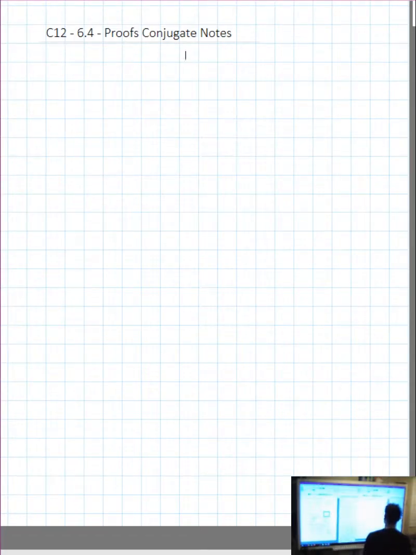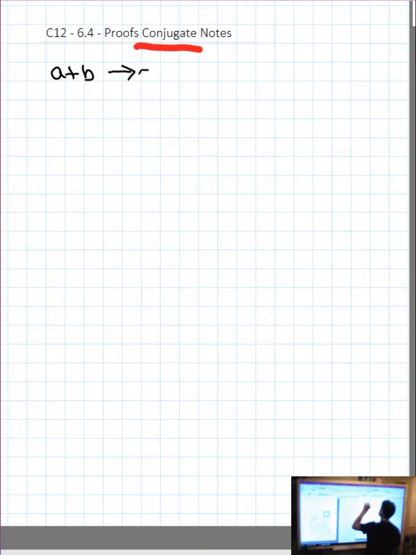Okay, 6.4 for this year. Let's take a look at the conjugate. So big underline in red, the word conjugate. We're going to use that. So the conjugate of A plus B is A minus B. And the conjugate of A minus B is therefore A plus B.